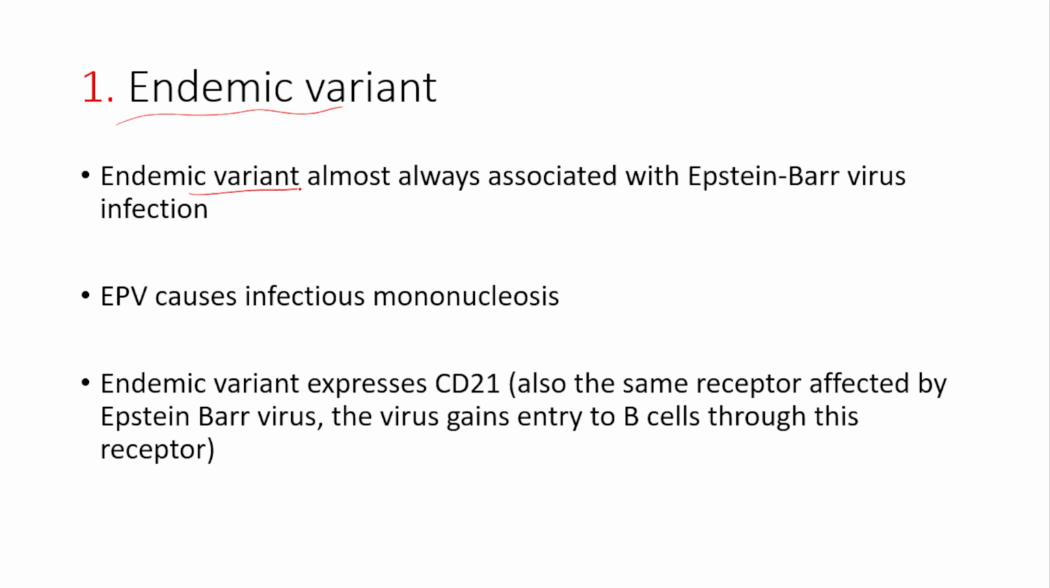So the endemic variant is almost always associated with Epstein-Barr virus infection. The EBV causes infectious mononucleosis, and the endemic variant expresses the CD21 marker. It is also the same receptor affected by the EBV virus. The virus gains entry to the B cells through this receptor.